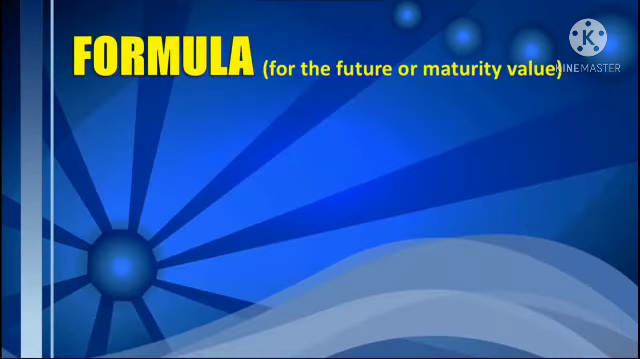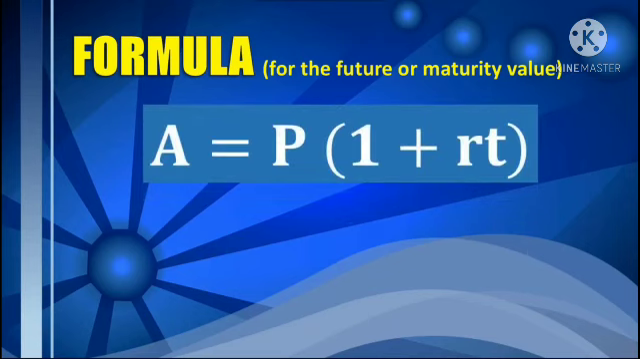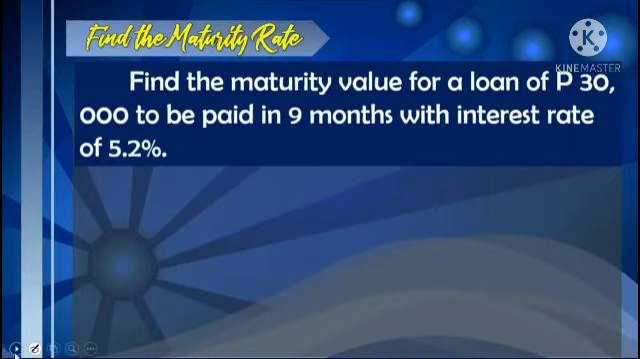So let us have the second formula. This formula is applicable in finding the future or maturity value. So we have A equals P times 1 plus R times T. A here stands for the future or maturity value, which is equal to the interest I plus the principal. And the rest of the variables are the same as the first formula for the simple interest.